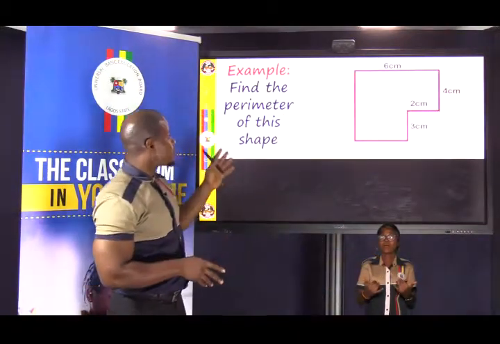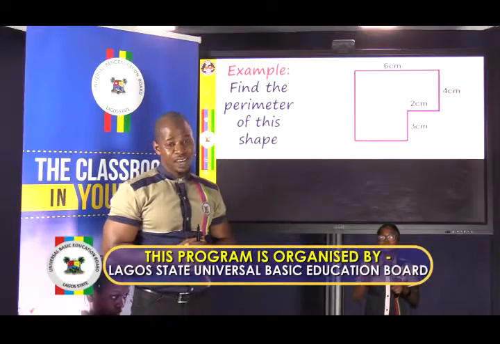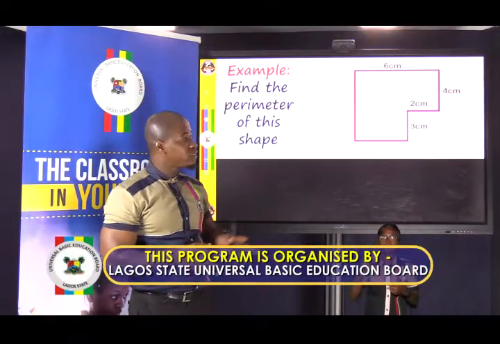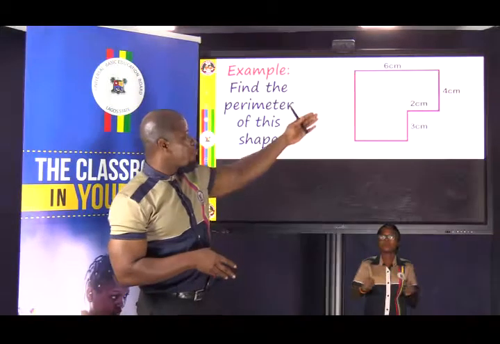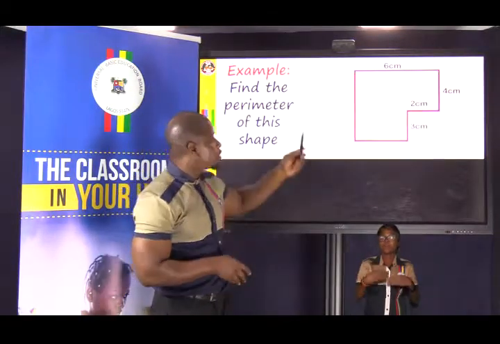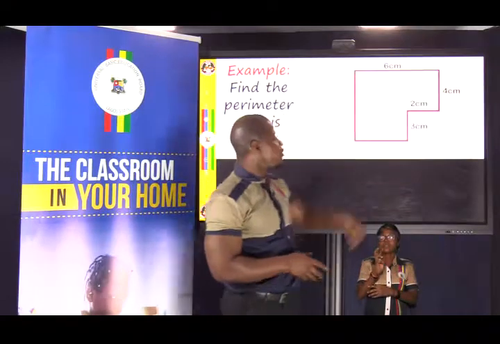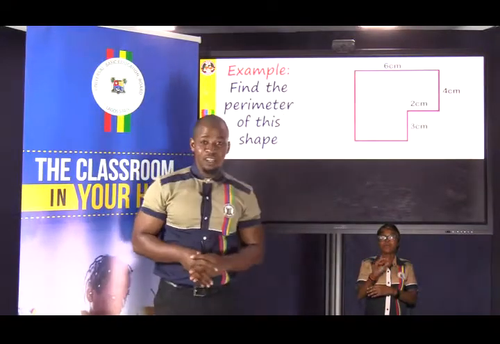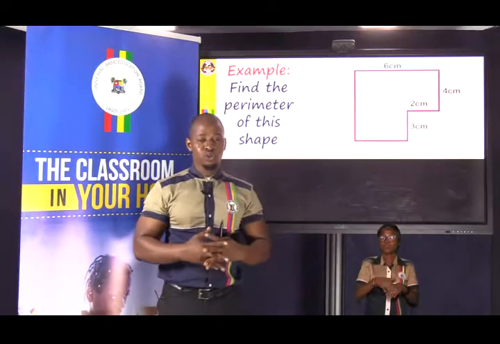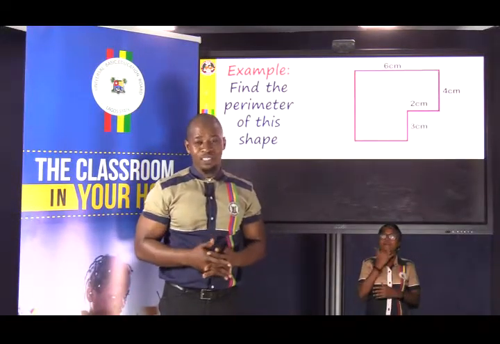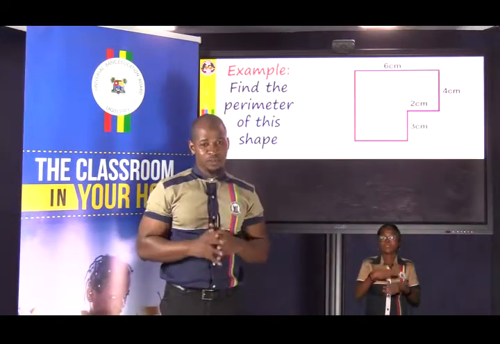Now, this problem says we have to find the perimeter of this compound shape. And now we have some dimensions given: 6 centimeter, 4 centimeter, 2 centimeter, 3 centimeter. On the surface, my friend, this looks easy, but you don't want to commit the error of simplicity, and so you need to be careful.